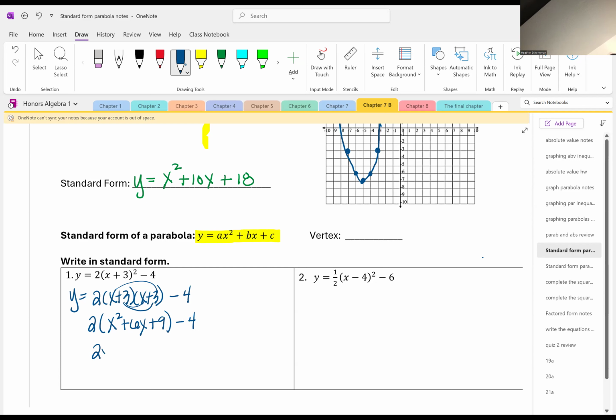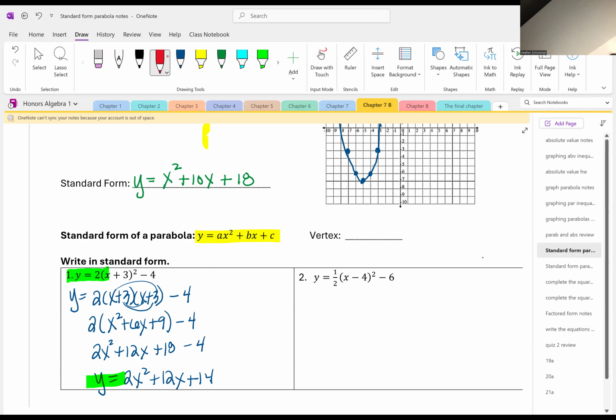So now to simplify, we've got to multiply this. And now we can combine like terms. Whoops, forgot squared. So we have y equals 2x squared plus 12x. And then 18 and negative 4 would be plus 14. So what we did was we took something that was in vertex form and changed it into standard form. All right, let's do this again on the next one.